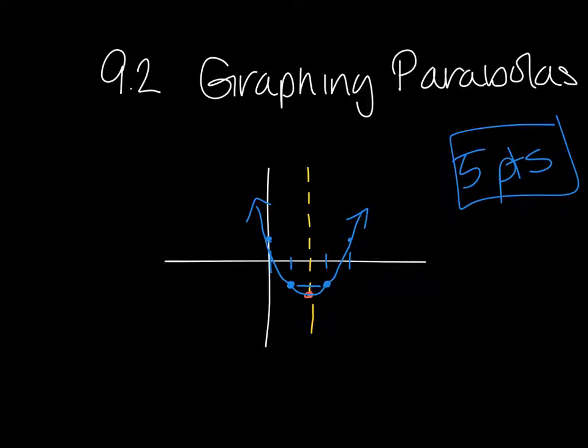Now, of course, while you do it, it seems so much more complicated because there's a bunch of math you have to do to get those points. So let's just try one out. Let's say our quadratic equation is y equals x squared minus 2x plus 3.